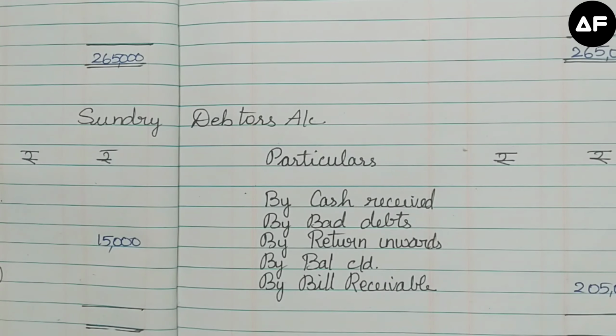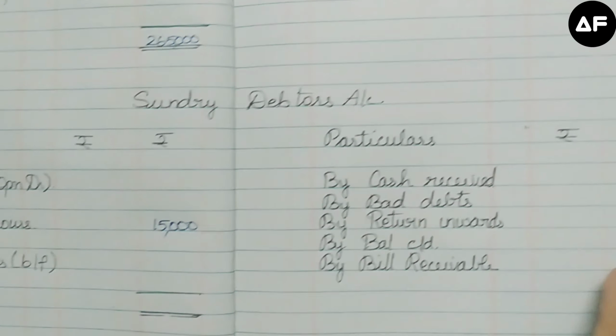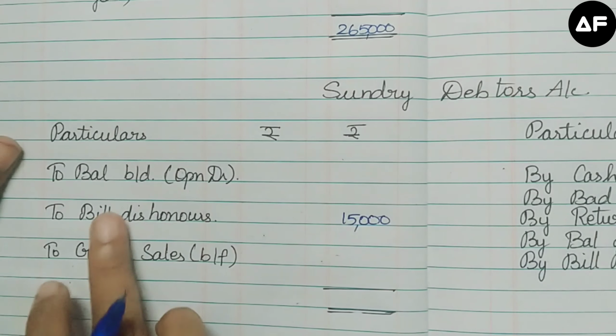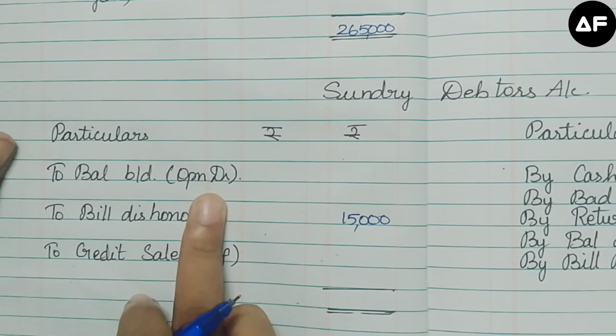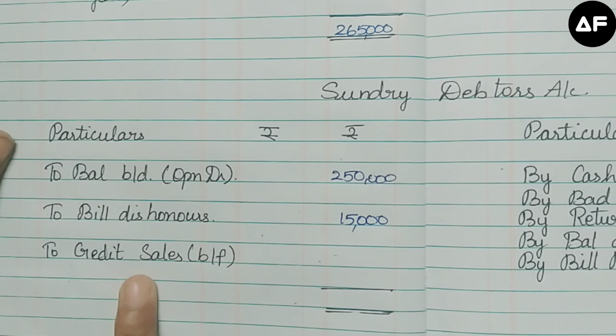So firstly, you have debtors on 1st April 2018, which goes to the debit side. So to balance brought down, opening debtors 2,50,000. So apart from this, I do not have anything else. I only have to calculate the credit sales. So my debit side work is over. Now we can happily finish up the credit side work.